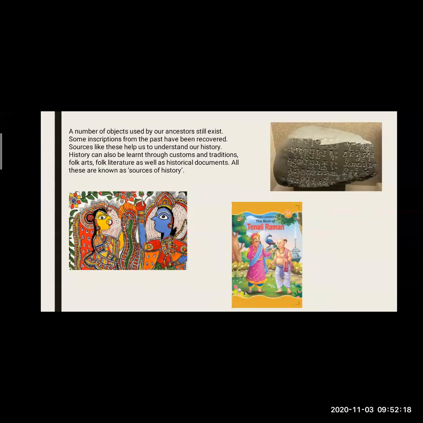A number of objects used by our ancestors still exist. So many objects that our forefathers used are still existing. Some inscriptions, words that are written or cut on stone, brick, or metal, from the past have been recovered. So inscription materials have been recovered from the past.